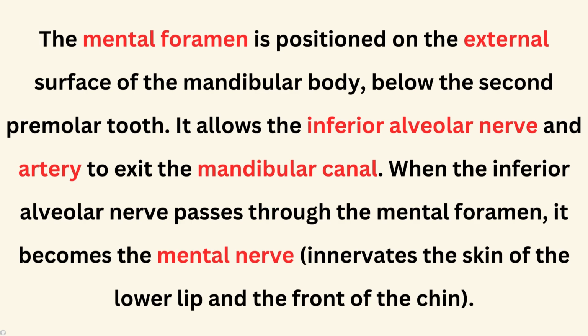In other words, the mental foramen is positioned on the external, outside surface of the mandibular body, below the second premolar tooth. It allows the inferior alveolar nerve and artery to exit the mandibular canal. When the inferior alveolar nerve passes through the mental foramen, it becomes, as I said previously, the mental nerve, which innervates the skin of the lower lip and the front of the chin. The buccal gingiva does not innervate the pulp of your teeth.